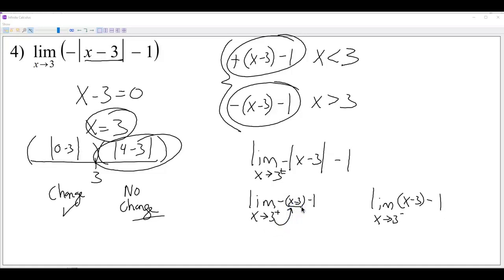3 minus 3 is 0, and 0 minus 1 is negative 1. Plug it in here. 3 minus 3 is 0, and 0 minus 1 is negative 1. Those are equal, and since those are equal, we know that that limit must be negative 1. So, voila, we're all done.